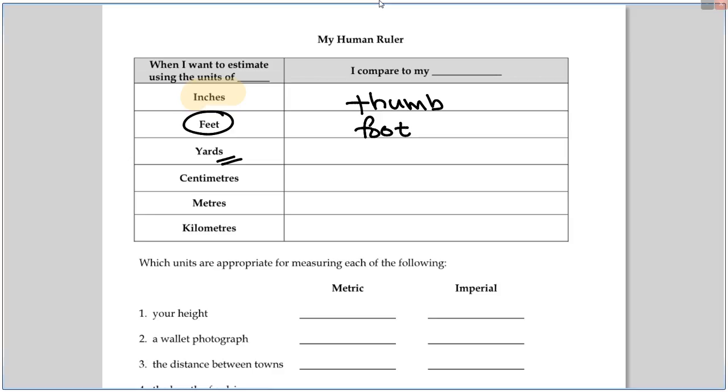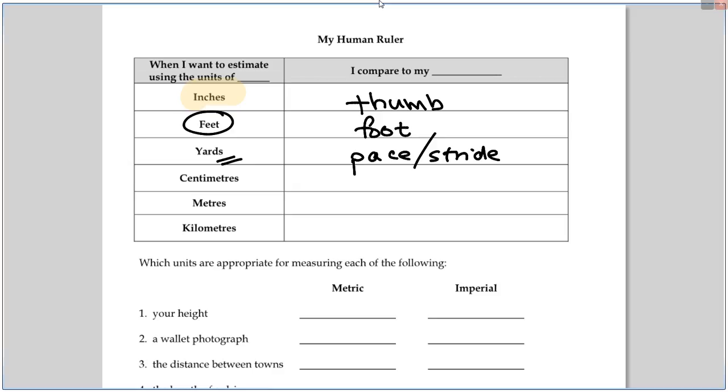For the human, it's your pace, or like one stride when you're walking. So you do one walk, it's roughly a yard. If you ever watch kids outside play football, they'll go 10 walks, and all that is 10 yards, and then they try to get the first down, and they can keep playing their game.